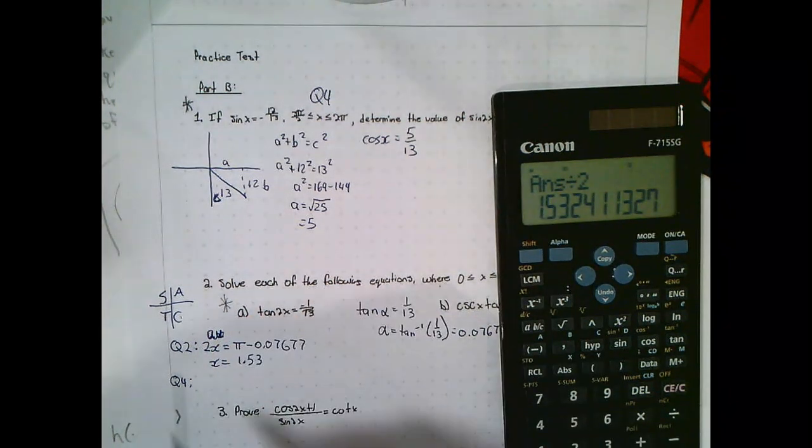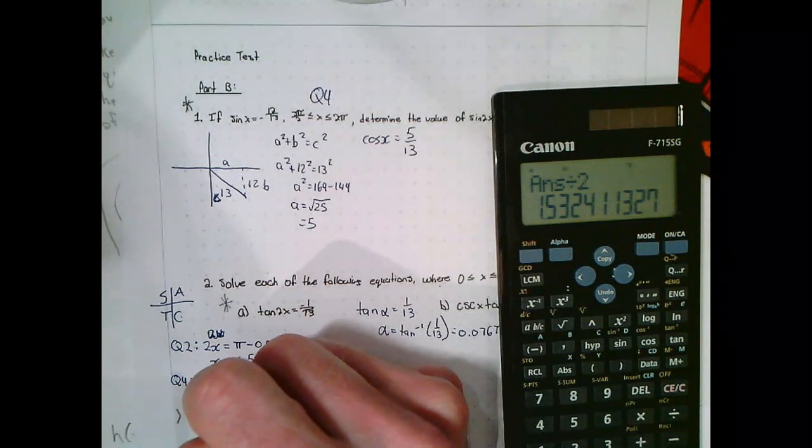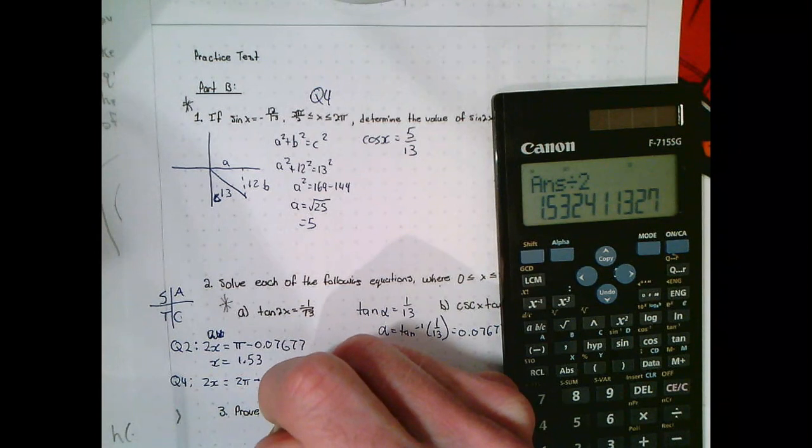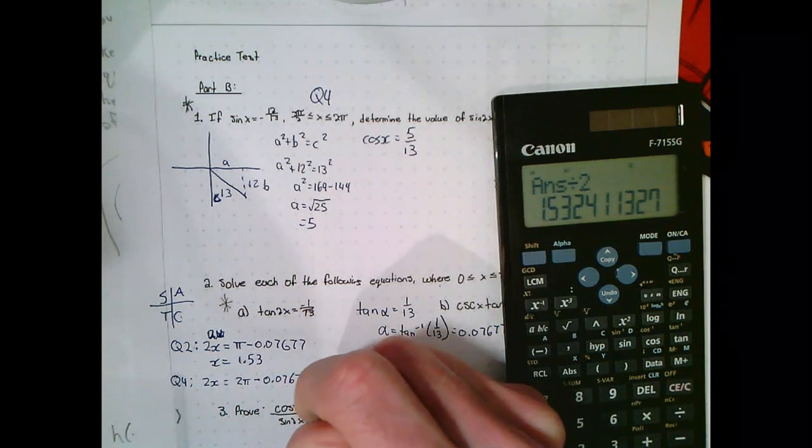Okay, and now we're going to find the quadrant 4 answer, where 2x is going to be equal to 2 pi minus 0.07677.